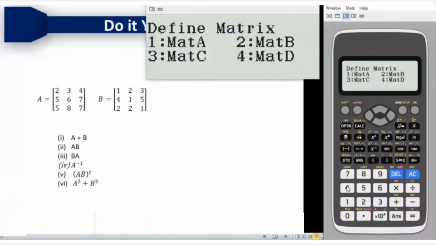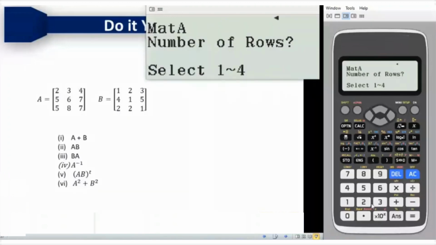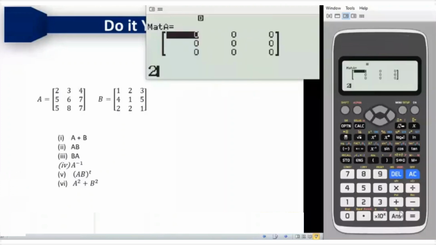So don't worry about that. All right, so first task is to define the matrix, and this time it's a 3 by 3 matrix. So there are 3 rows, there are 3 columns, and it is 2 equals, 3 equals, 4 equals, 5 equals, 6 equals, 7 equals, 5 equals, 8 equals, 7 equals. Please tally this: 2, 3, 4, 5, 6, 7, 5, 8, 7. So this is matrix A.